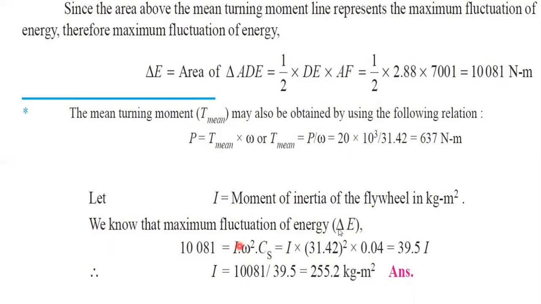Now I is the mass moment of inertia. So maximum fluctuation of energy delta E is equal to I omega square CS. Omega value we know, CS value we know, and delta E we just got. So it's very easy for us to calculate the I mass moment of inertia value. Actually it's mass moment of inertia, not moment of inertia. So I value is 255.2 kg meter square.